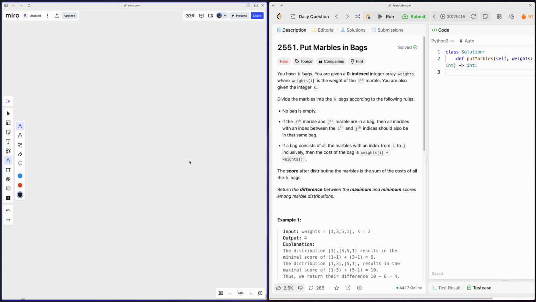LeetCode Daily Challenge I was not able to do. I've been on a down streak recently. I think I failed like 5 out of the 6 previous daily challenges. I don't know what's going on.